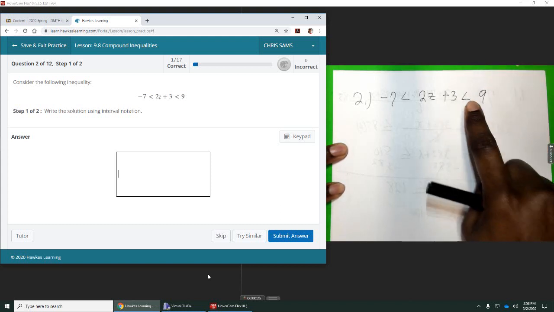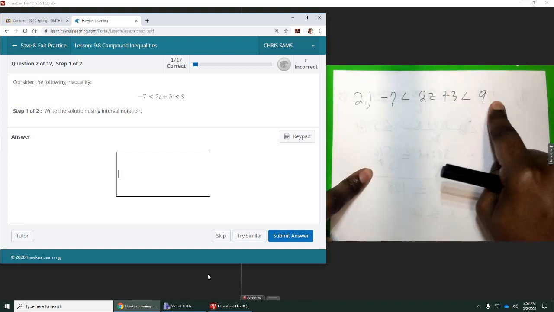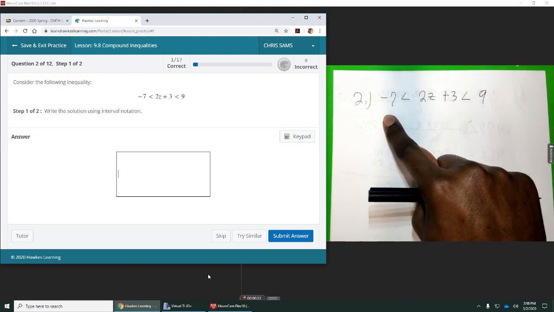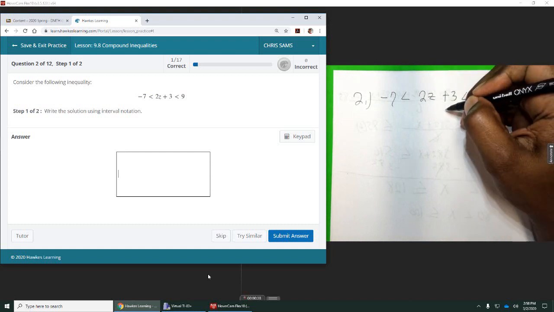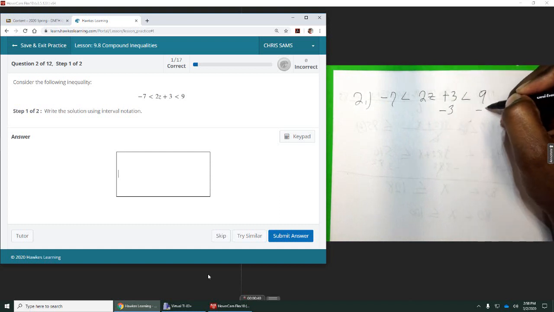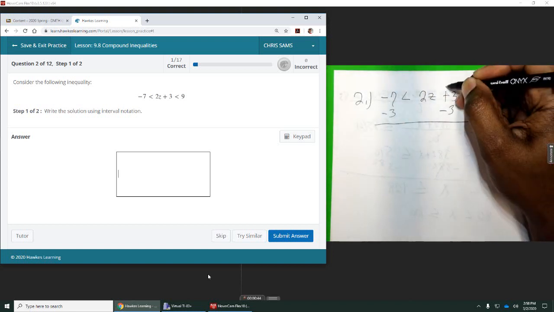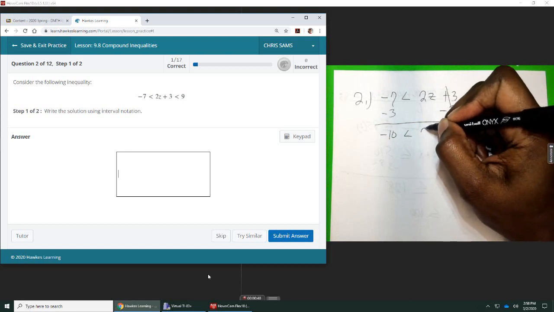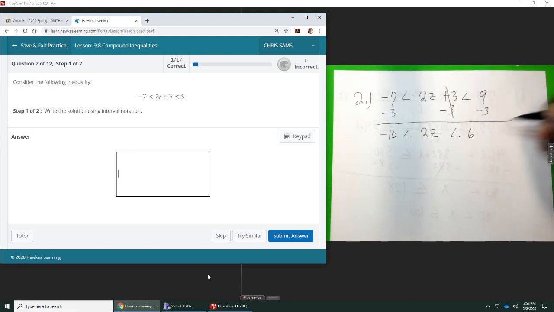Okay, so compound inequality, we have inequalities on both sides. Whatever we do to one, we also have to do to the other. So we're essentially doing this 3 different times. We have this side of the inequality sign and this side plus this middle part. So we're going to subtract 3 from all 3 sides. Cancels in the middle. Over here we get -10 is less than 2z, which is less than 6.